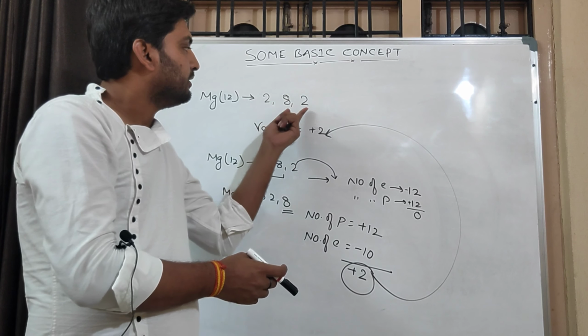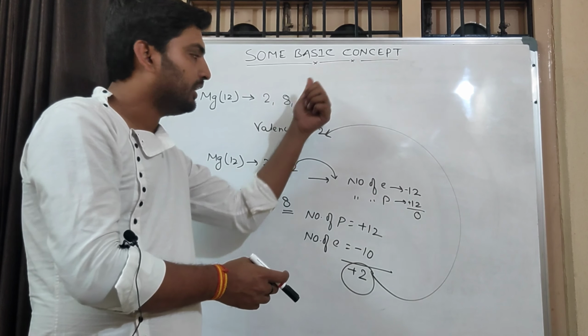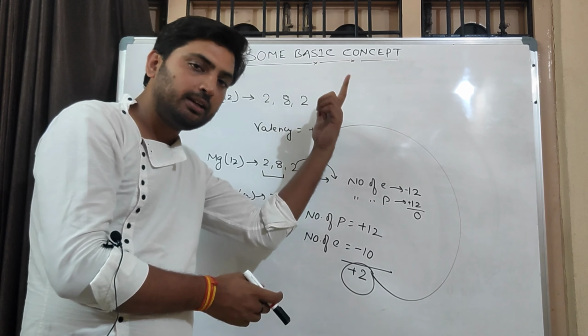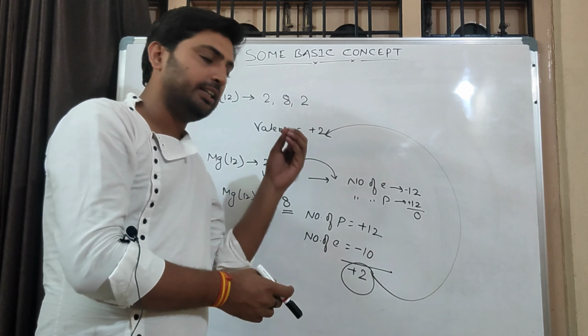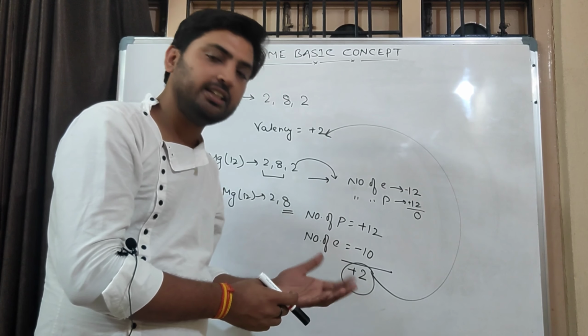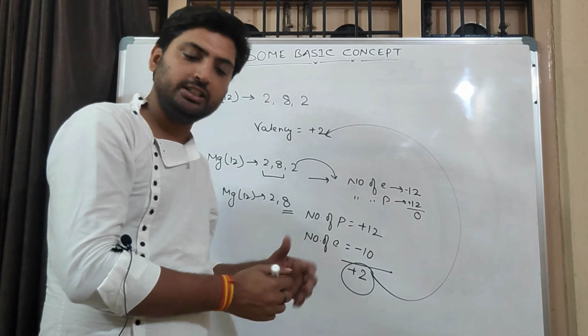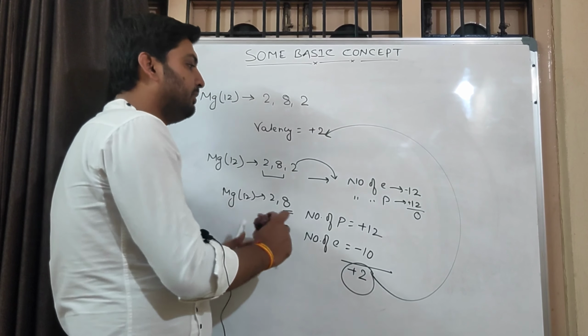Here, see, valence electron is 2, valency is +2. Just check the table. If valence electron is 1, valency will be +1. If valence electron is 3, valency will be +3. In case of 4, ±4. In case of 5, -3. In case of 6, -2. In case of 7, -1. And in case of 8, it will be 0.